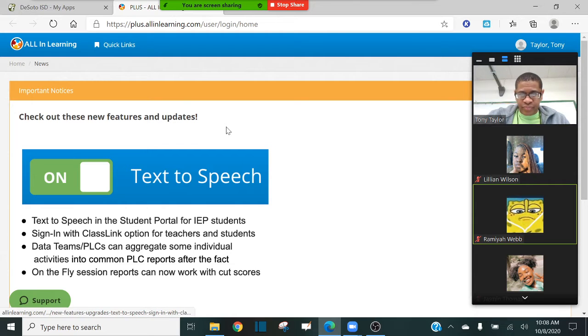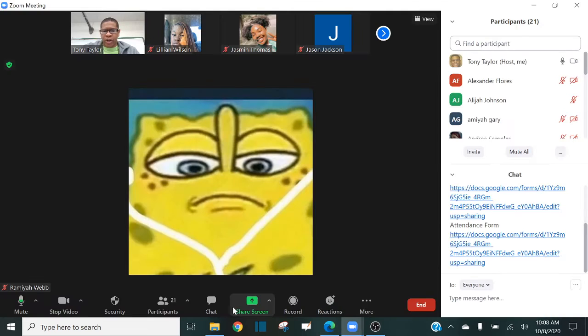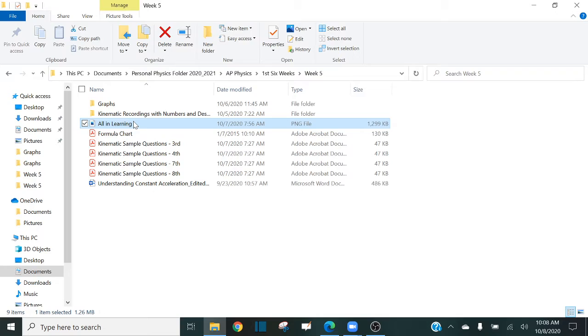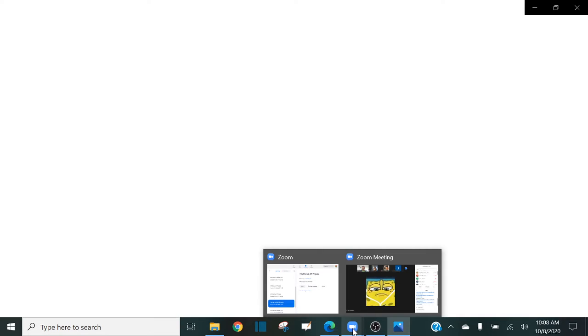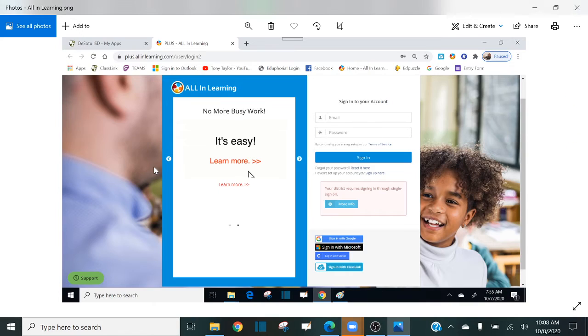Now I'm going to say this: sometimes when you click on this All in Learning button, it doesn't always directly take you to the home page. Sometimes this page right here will come up. Let me show you guys what it looks like. Sometimes a page will come up that looks like this when you click on All in Learning, where it basically asks you to enter an email or a password.